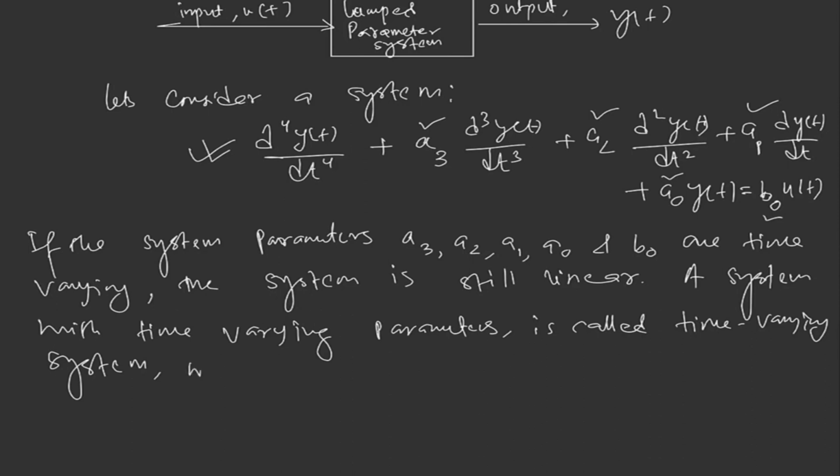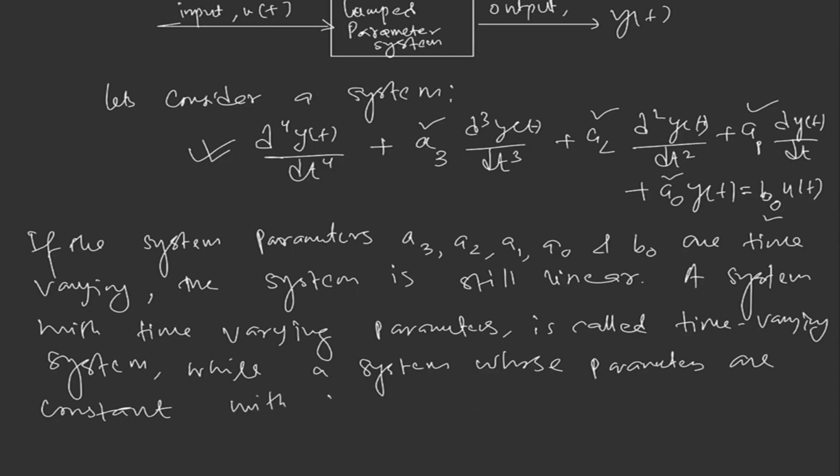While a system whose parameters are constant with time is called time invariant system. So if you want to check, you can take an example, something like that, and you can verify with the concept we have discussed before.